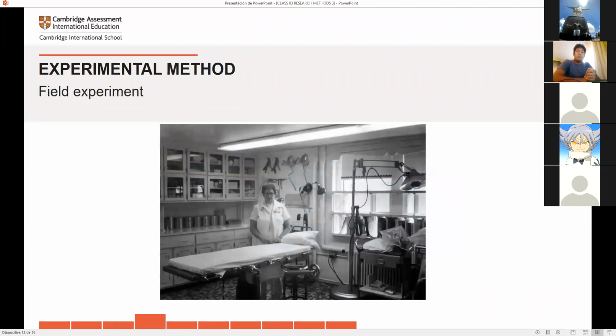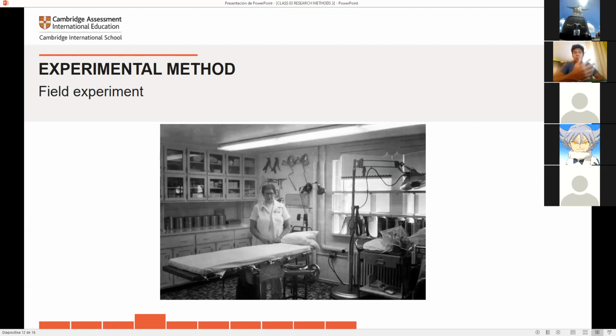Okay, now we have a field experiment. This is very interesting because this is almost a natural experiment, but the researcher modifies the natural environment of the participants without them noticing it. So we have circumstances similar to real-life experiences. So we have behavior of the participants which is very close to a real-life scenario, right?